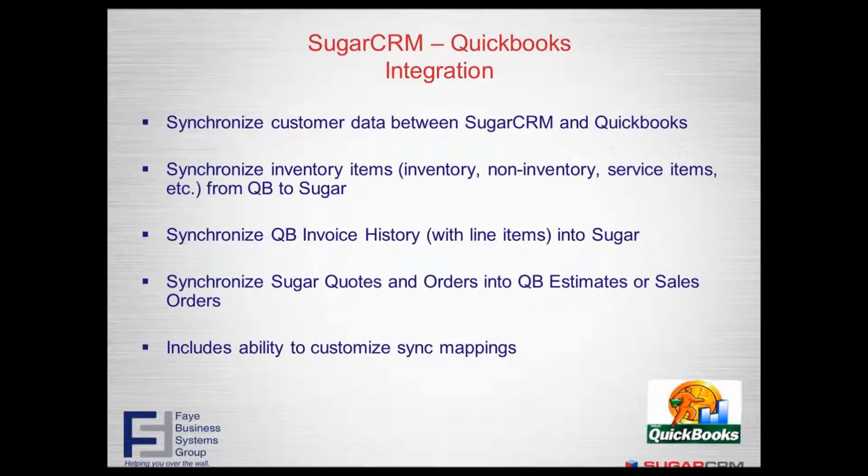From an overview perspective, the integration does a few different things. It synchronizes customer data between Sugar and QuickBooks. It synchronizes inventory data between QuickBooks and Sugar, and the inventory items include inventory, non-inventory, and service items from QuickBooks. It takes QuickBooks sales history, including line item data and detail, and sends it into Sugar. And then it takes quotes and sales orders entered in Sugar and sends them into QuickBooks estimates or sales orders. In addition, you do have the ability to customize the mappings between the two.